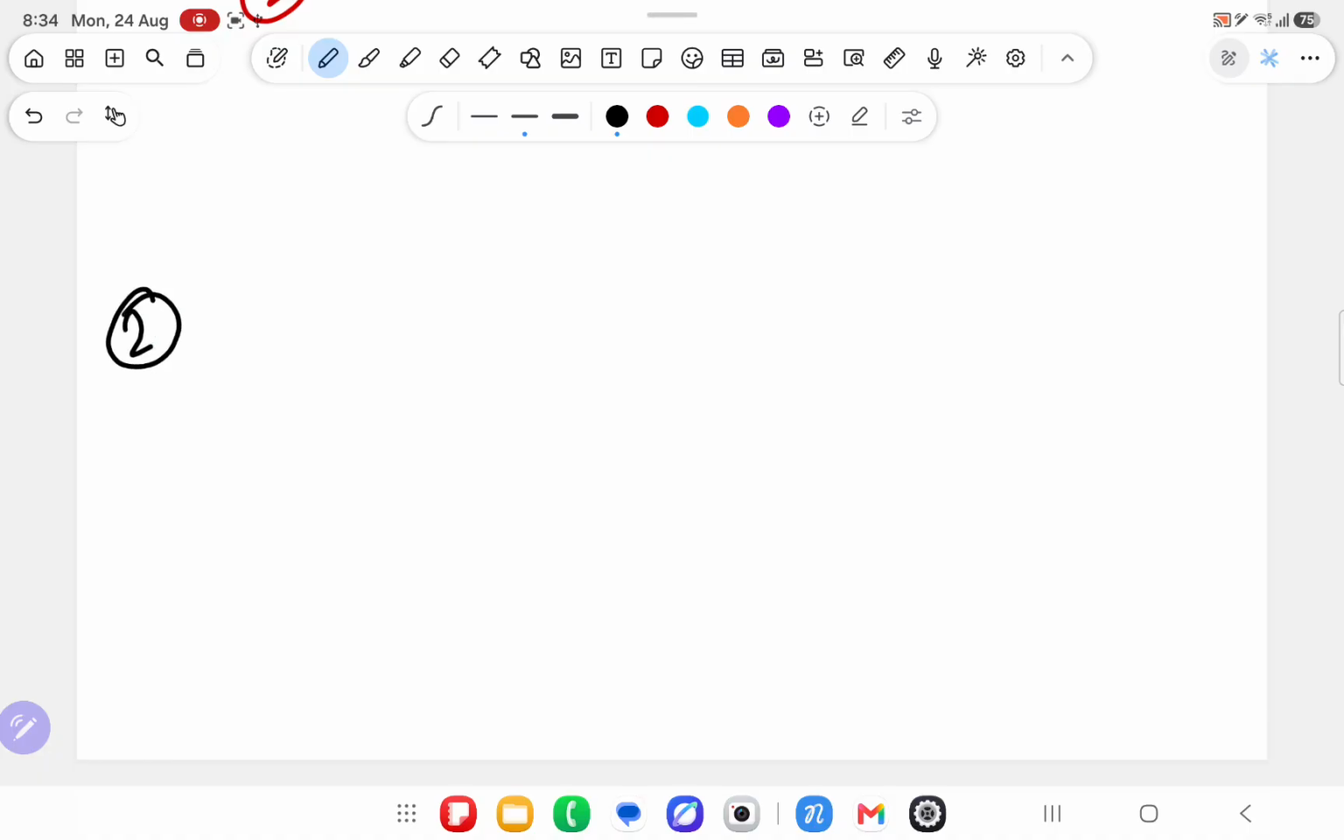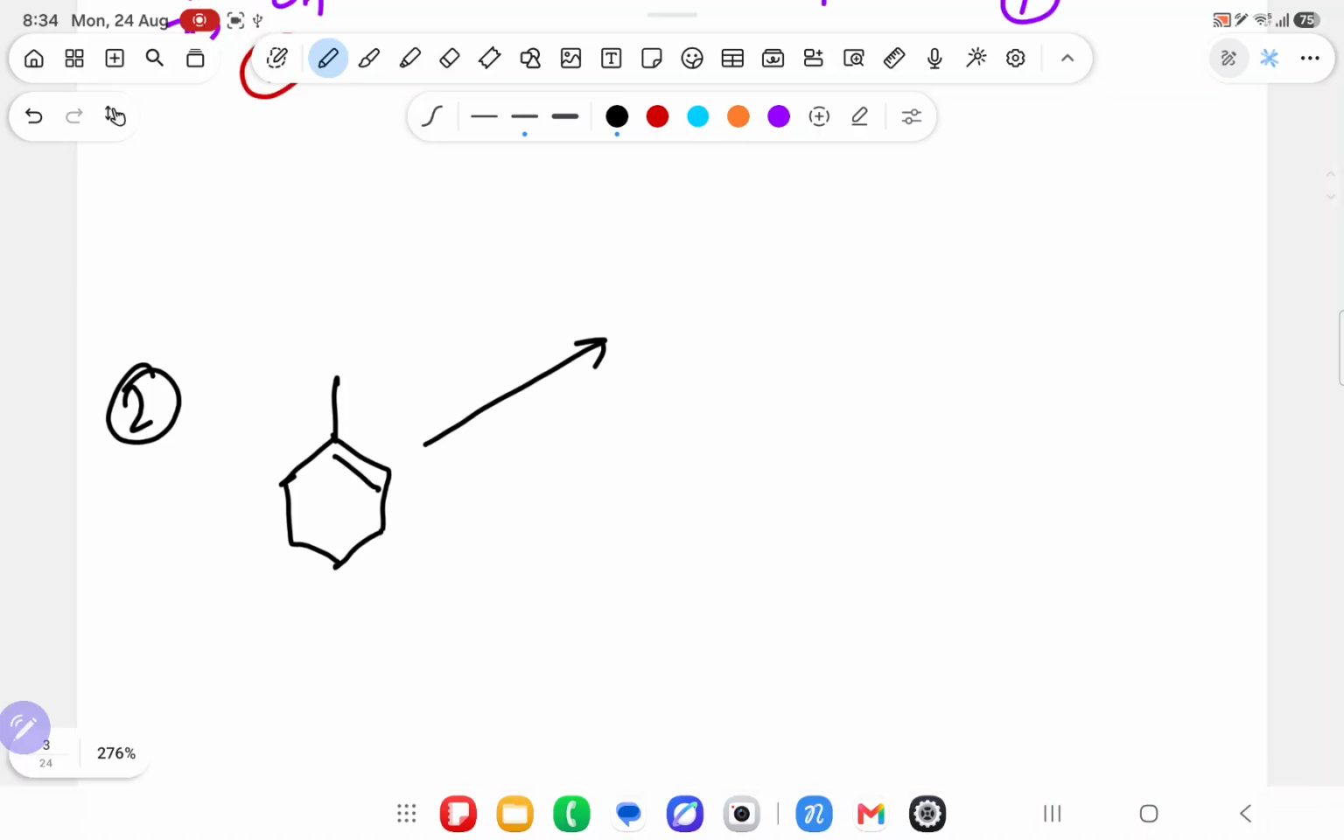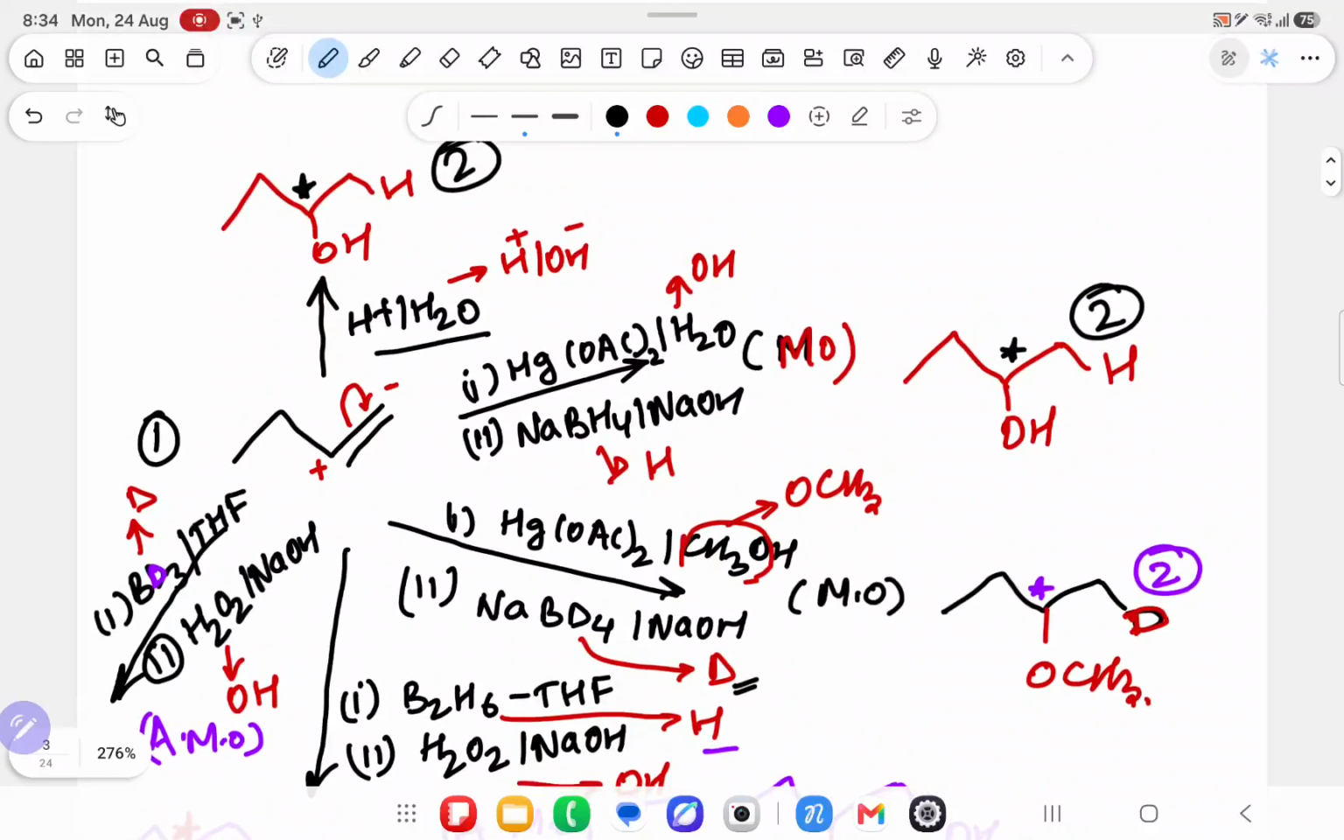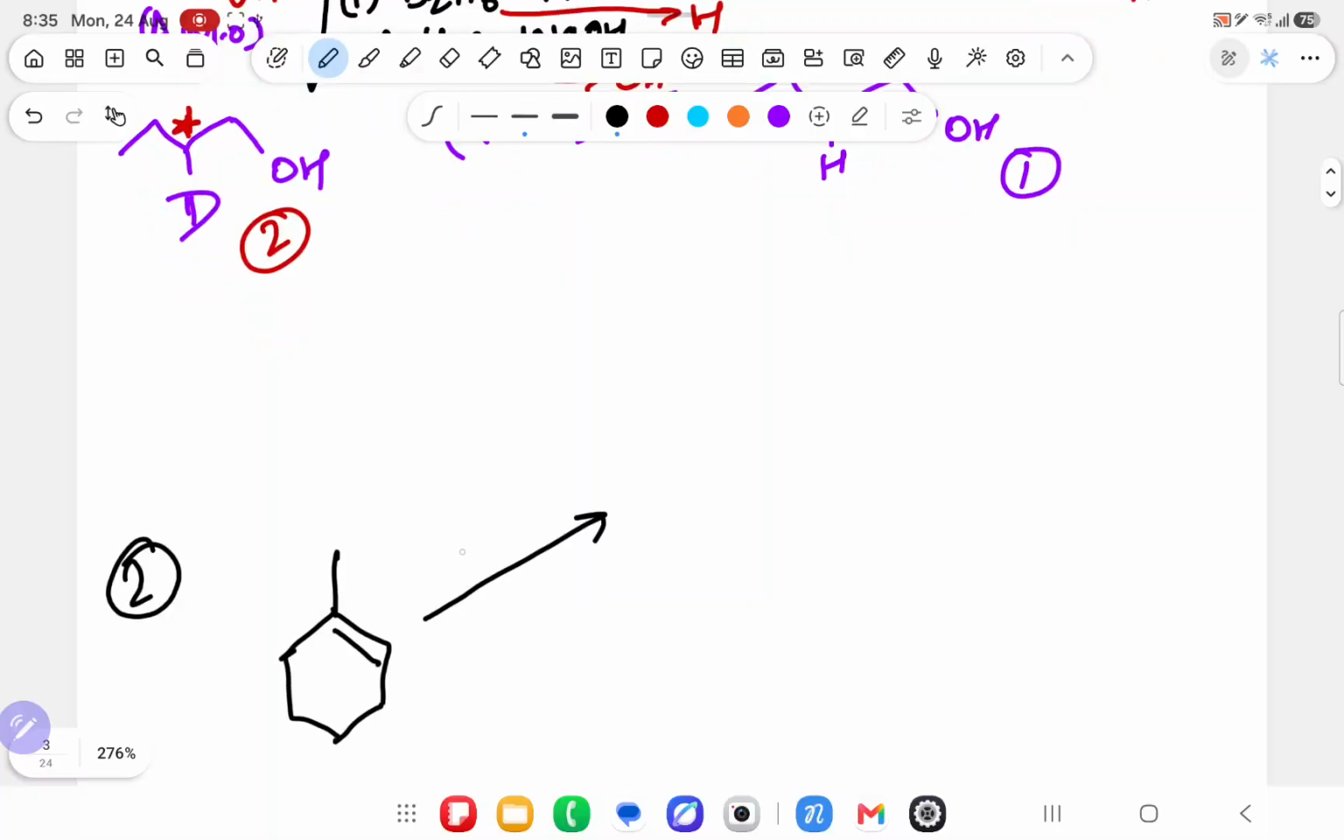Second question. The same reagent I am taking from here: H plus, H2O, this I am writing as dash.